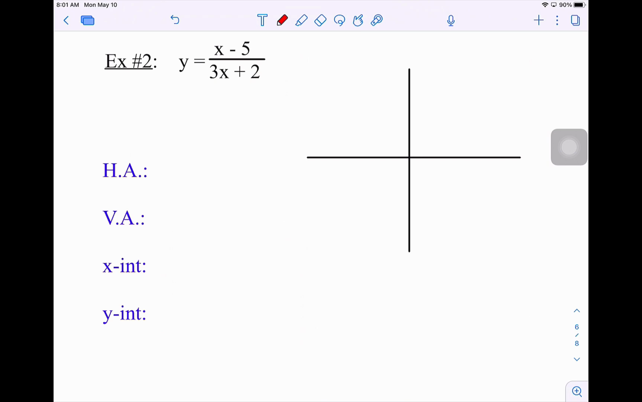So first question, horizontal asymptote, and again, use your green sheet to help you, work your way through the green sheet. On example number 2, top heavy, bottom heavy, or is it a tie based on the degree? For the horizontal asymptote, top heavy, bottom heavy, or tie on this one?